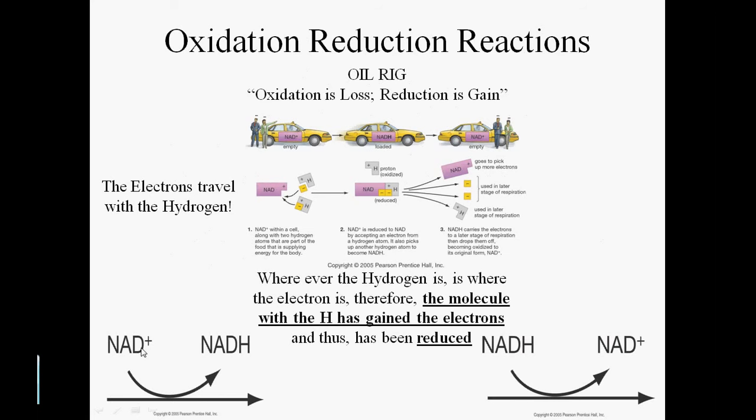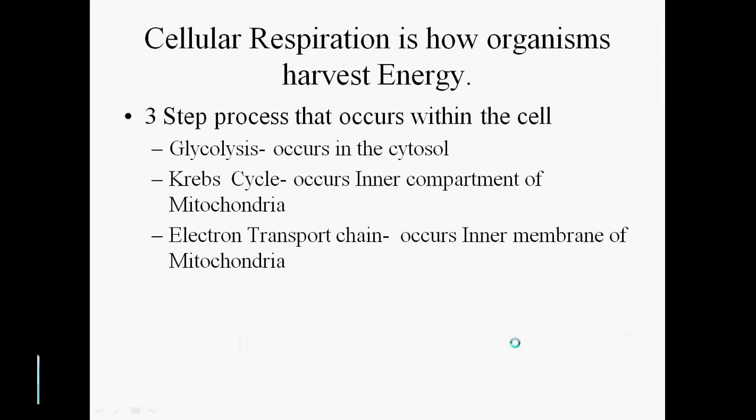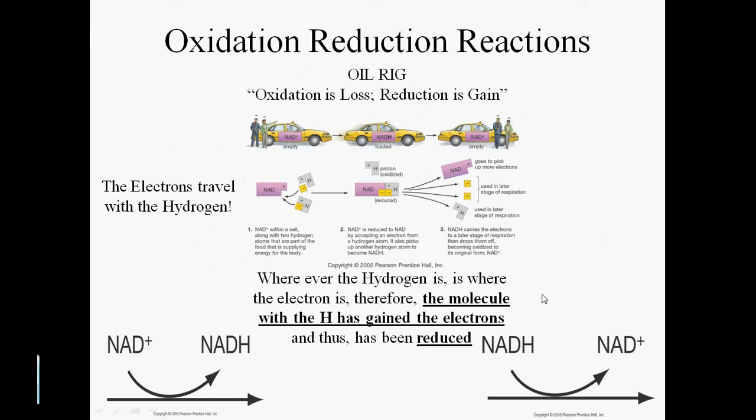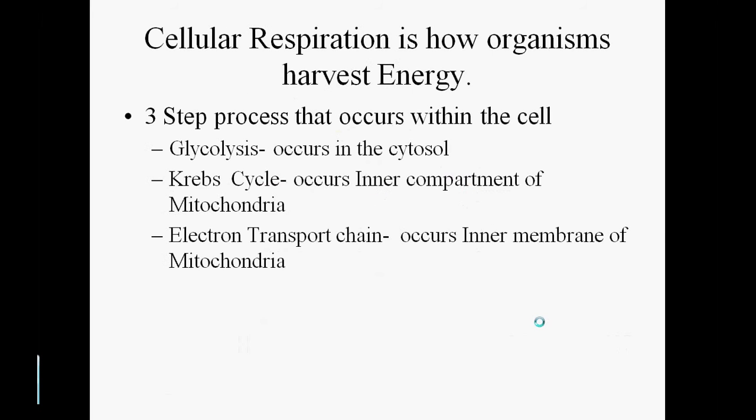So if you look over here, NAD+ to NADH, the NAD+ is oxidized, the NADH is reduced. It's real easy. Just look wherever the H is, that is the one that has been reduced. Don't make this complicated. Wherever the H is, that has been reduced because the electrons travel with the H. It's like the H has a backpack of electrons on it. So wherever the H is, that is the molecule that has been reduced. The other one then has been oxidized.